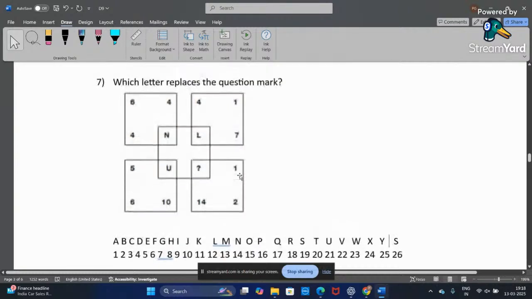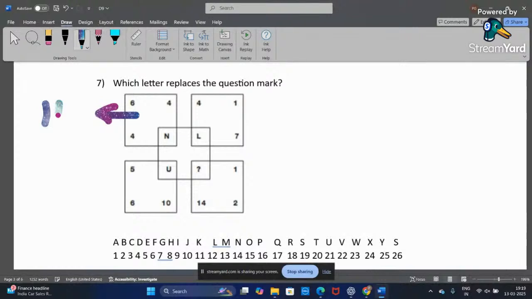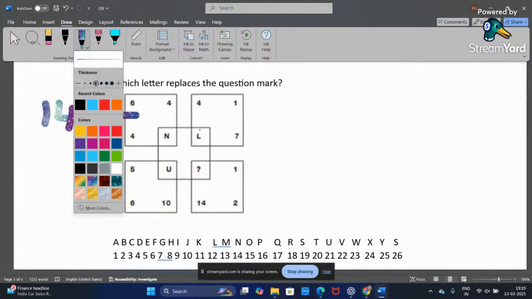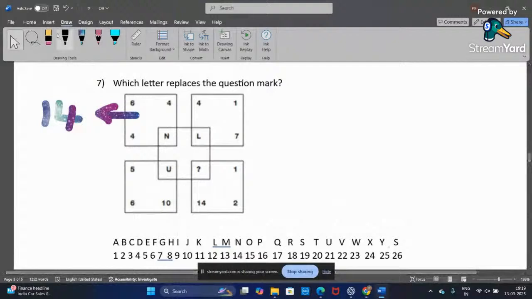We'll solve it now. See, 6 plus 4, it is 10. 10 plus 4, it is 14, right? By adding all three numbers, we are getting 14. So your 14 is what? It is N, right? So it has given N here. By adding this, we are getting 14. So 14 means N here. So they have written N.